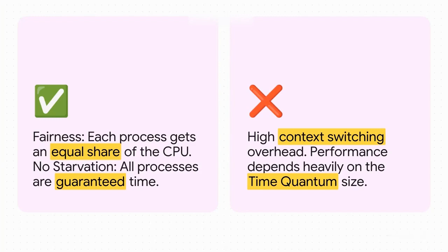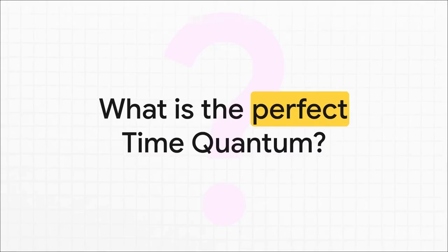The biggest advantage by far is fairness. Every process gets a turn, no one starves. That makes it amazing for interactive systems. But the big disadvantage is that its performance is totally at the mercy of the time quantum. And all that switching back and forth, well, that creates a lot of work for the OS, which we call overhead.